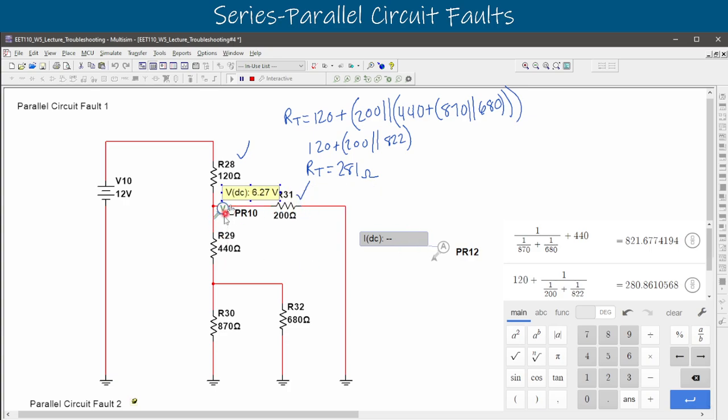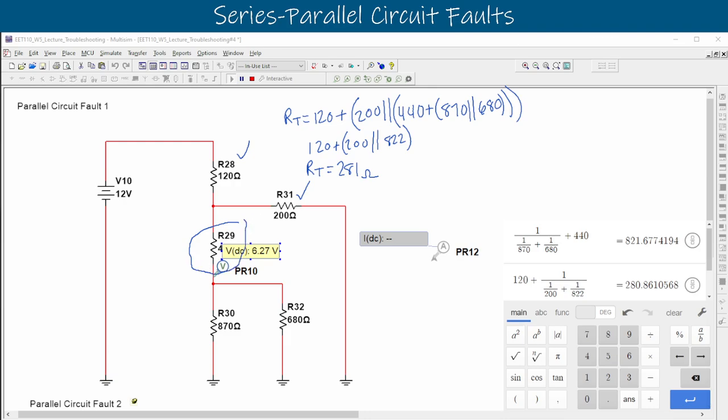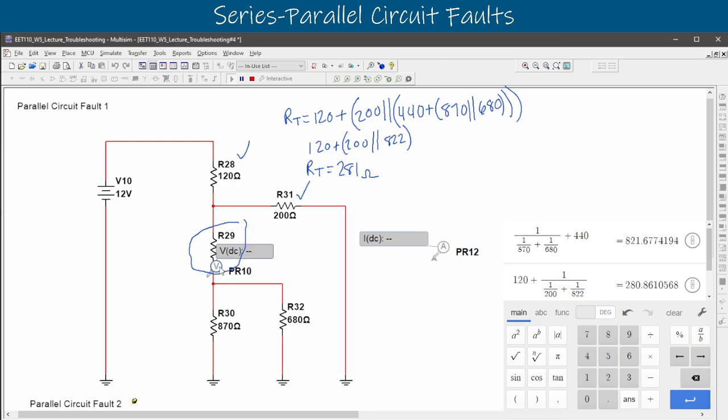Let's measure that. So 6.27 volts at the node, that's what we expected at that node there, and it should drop voltage at the bottom here. And it does not. 6.27 volts on both sides of that. So that's our first flagged one here. And so let's circle that one as a possible fault here, because it does not have a voltage drop.